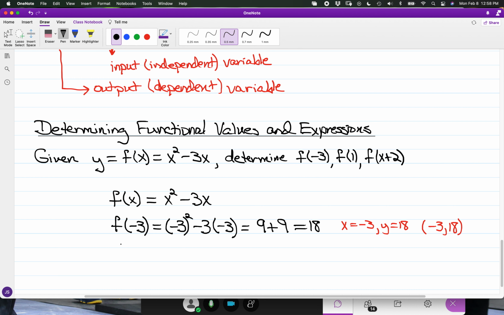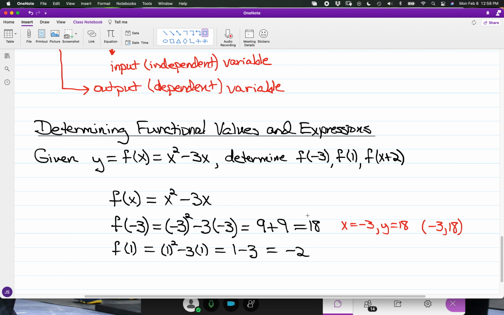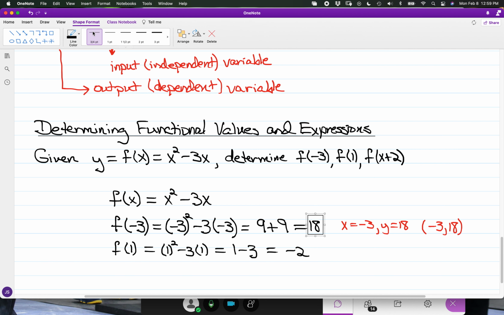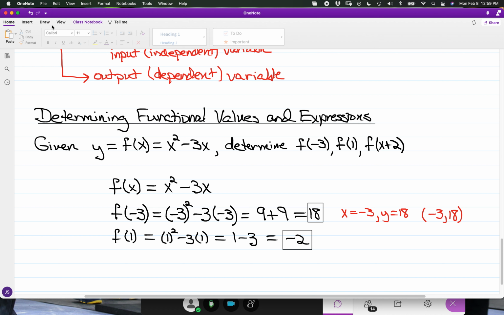And say if I have f of 1. Replacing x with 1, so I have 1 squared minus 3 times 1. We have 1 squared is 1, negative 3 times 1 is negative 3. 1 minus 3 comes out to negative 2. Again, for the specified inputs, when x is negative 3, y is 18. When x is 1, y turned out to be negative 2.